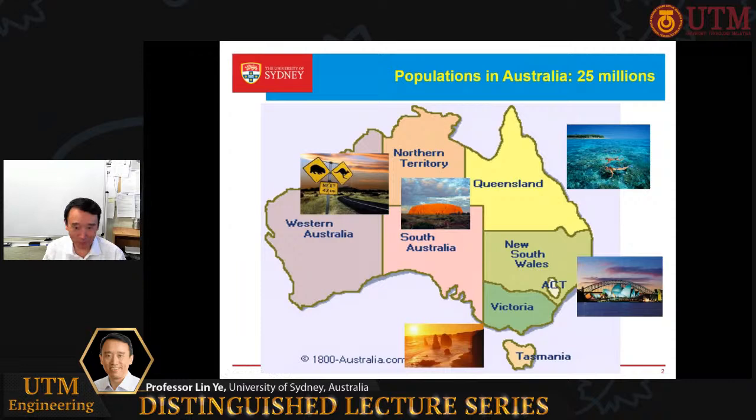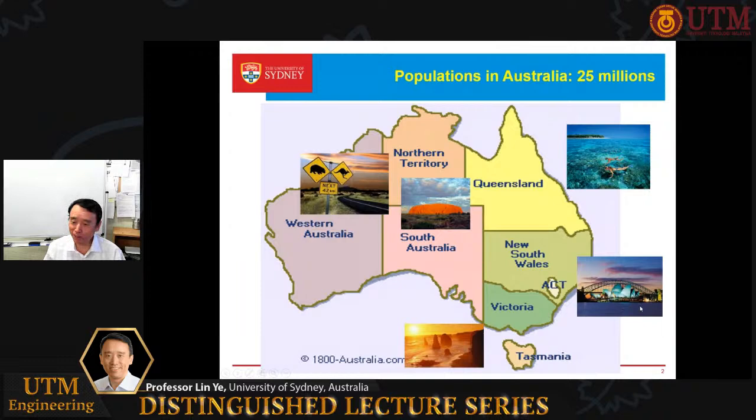Okay. There is a very beautiful landscape around Australia. East of Queensland is the Great Barrier Reef. Snorkeling to see the beautiful reef is one major attraction for tourists. Then Sydney, we all know this beautiful landmark.